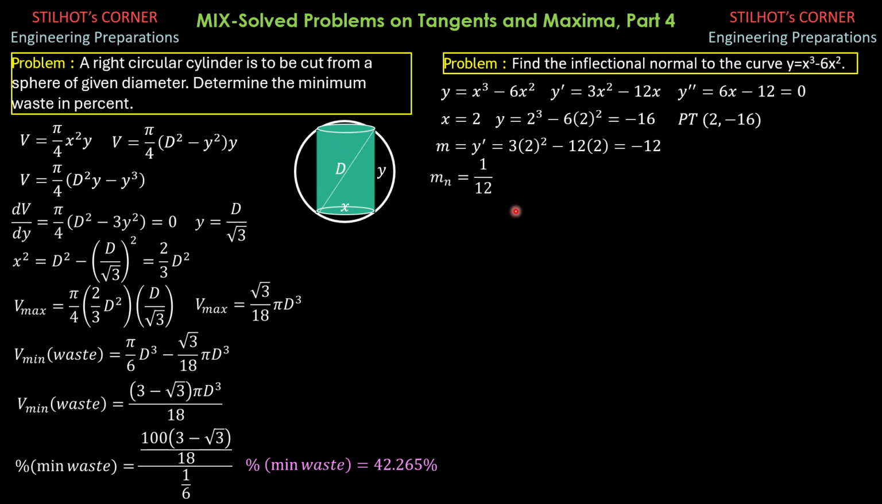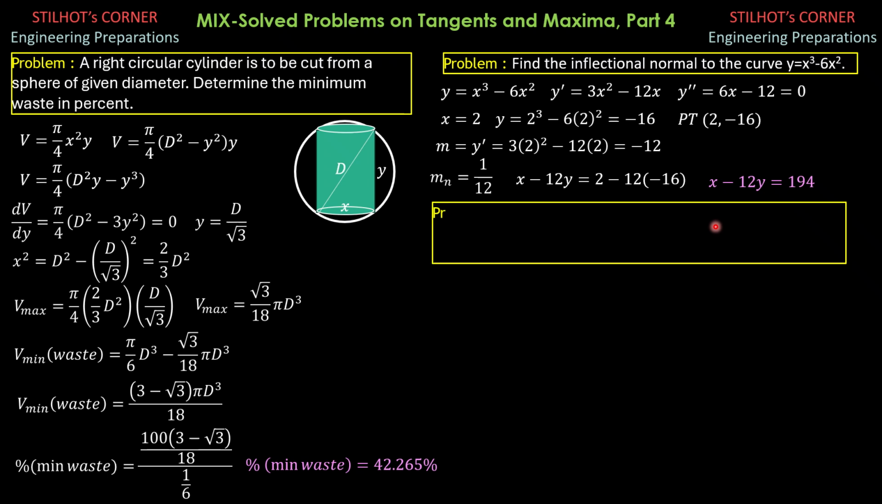And the expected equation of the inflectional normal is x minus 12y equals x sub t minus 12 times y sub t. So x minus 12y equals 2 minus 12 times negative 16. The equation of the inflectional normal, therefore, is x minus 12y equals 194. And again, this is not found in the choices, so the answer is again letter E.